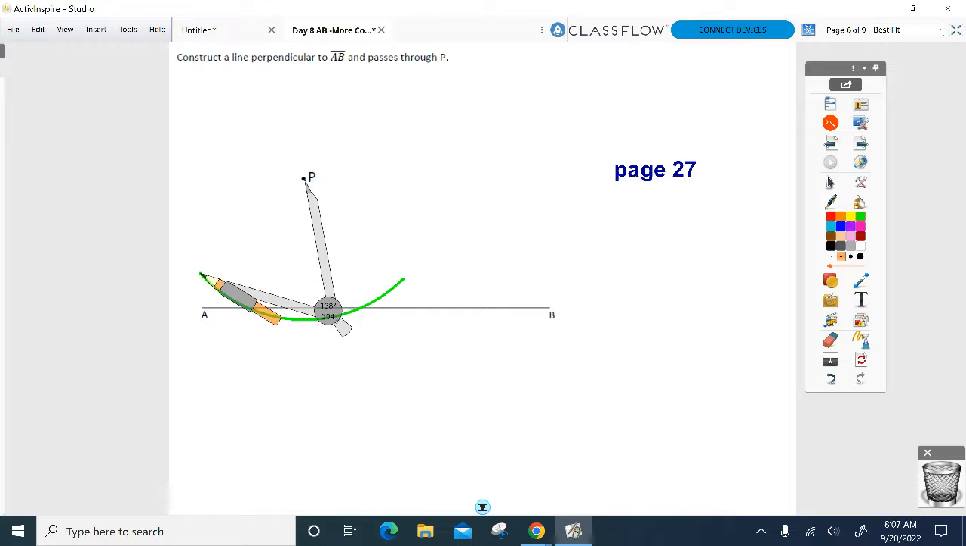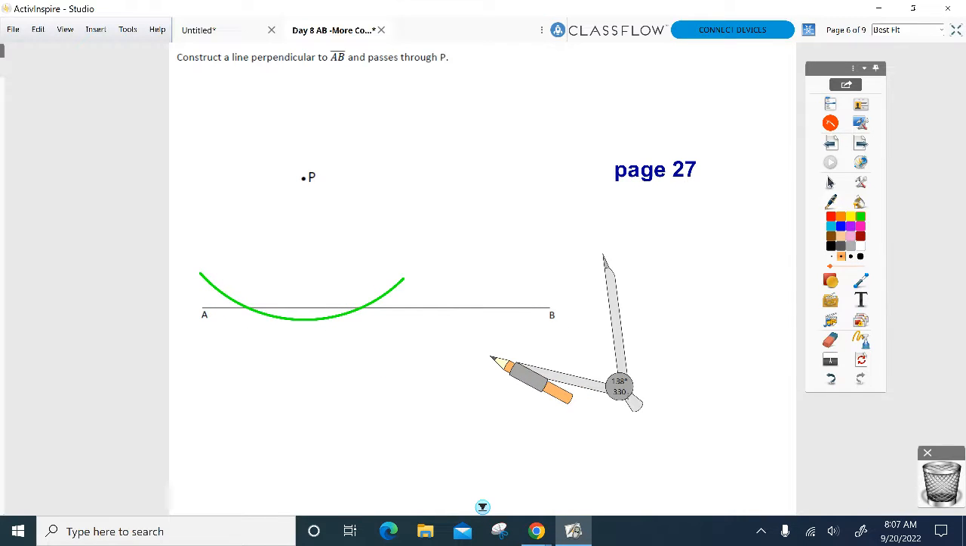1, 2. Two spots. Everyone got two spots? Open up your compass slightly wider now than you just had it. And I'll tell you why at the end, but open up just slightly wider.